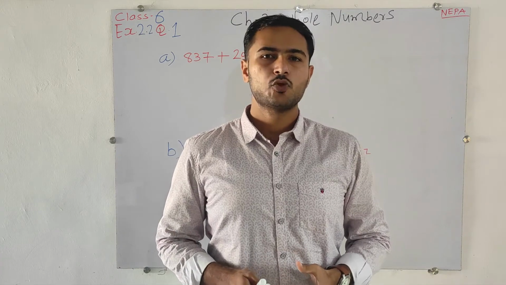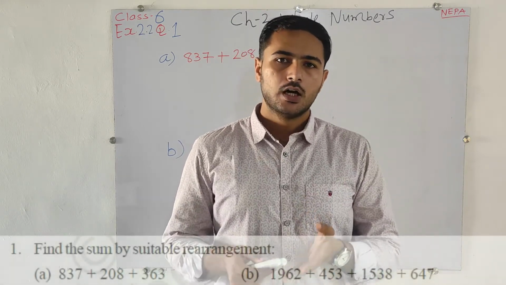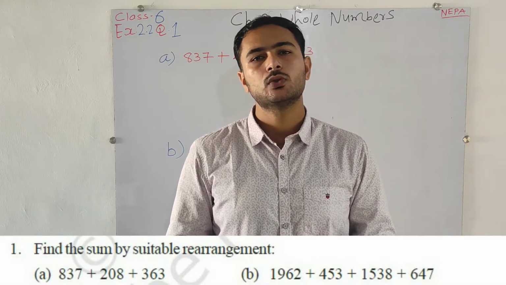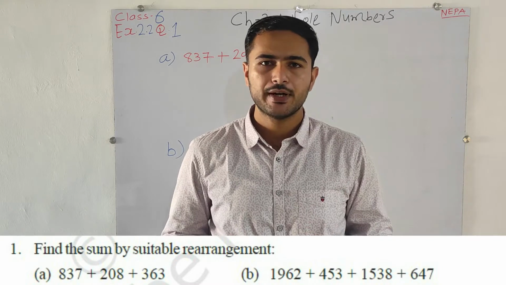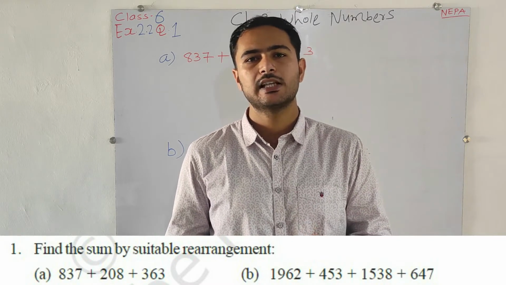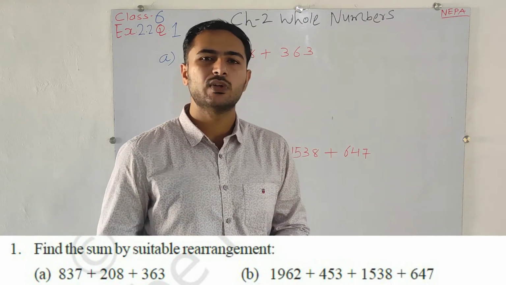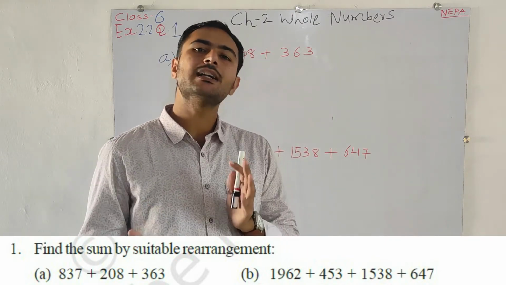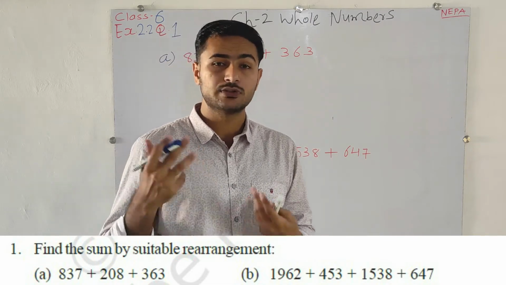So let's start exercise 2.2, question number 1. In that we have to do the addition, but we have to do it by suitable rearrangements. Now what is a suitable rearrangement? The addition is really very simple, no need to do anything, but how can we make it easier with the help of the properties? Rearrangement means we will use the properties only, but how we will use them, let's see.